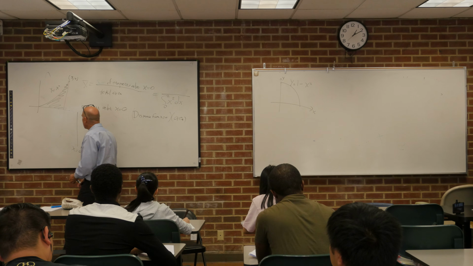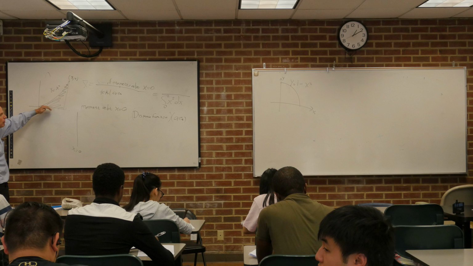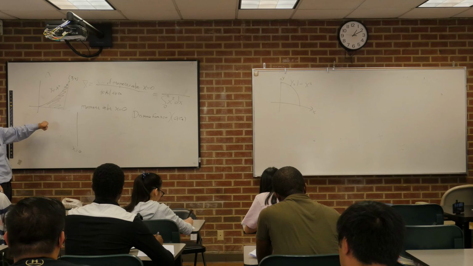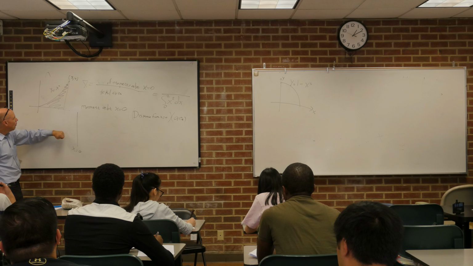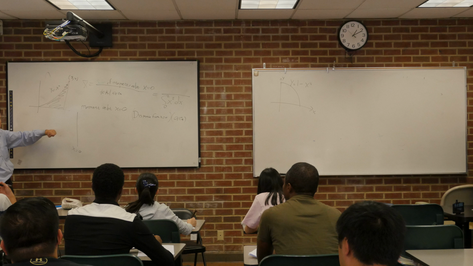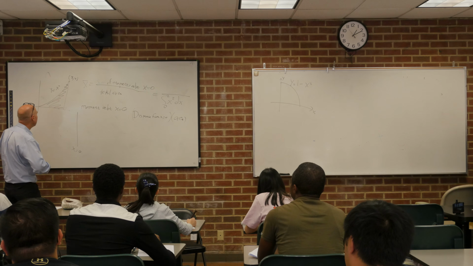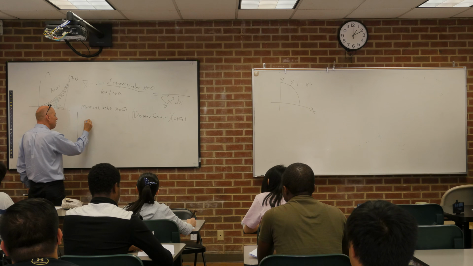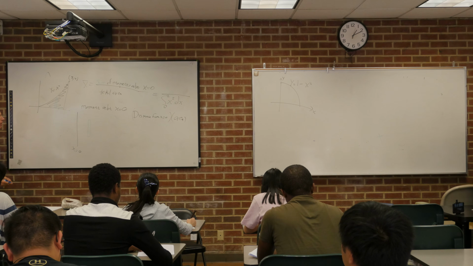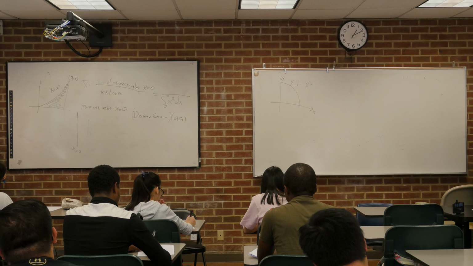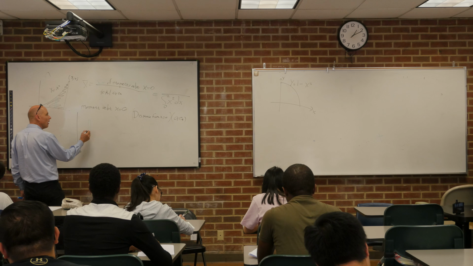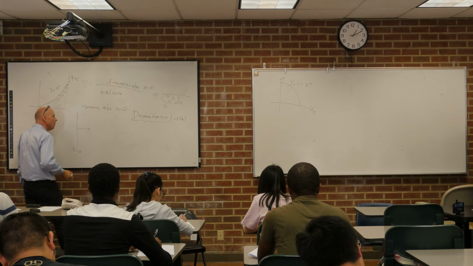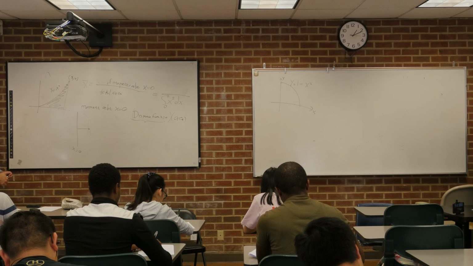So I'm trying to make a slice out of the original region so that all the points in that slice have the same distance from x equals 0. Would I use a horizontal or a vertical slice? I want all the points to have the same distance from x equals 0. So they have to look like this. So for that first calculation, the distance from x equals 0 is that horizontal distance.